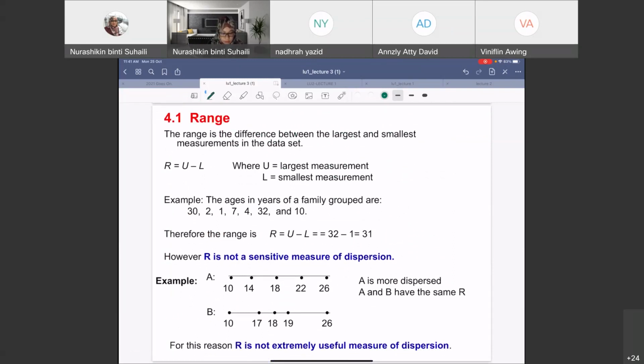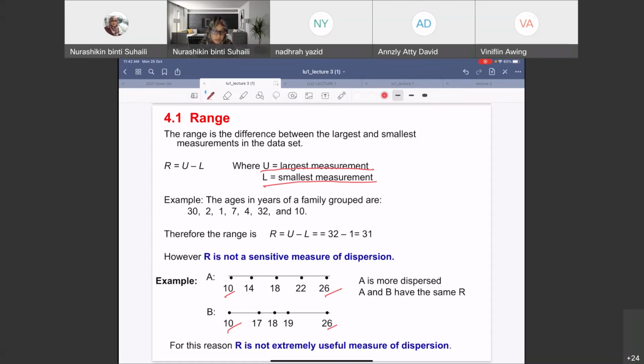It is denoted by U, the largest measurement, the highest, and L, the smallest. For example, 10 to 26. Whenever we are given a range, let's say I was given the marks 60 to 95%, that's the marks that all the group's members got. But I do not know what is inside it, what the marks are after 60.